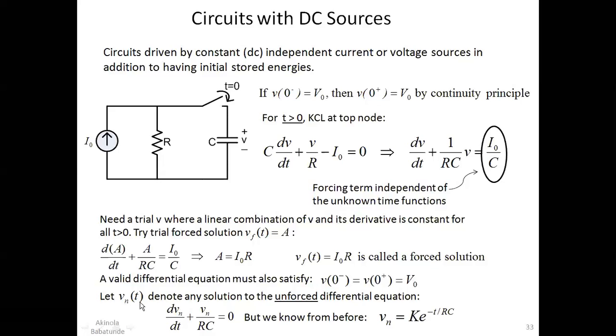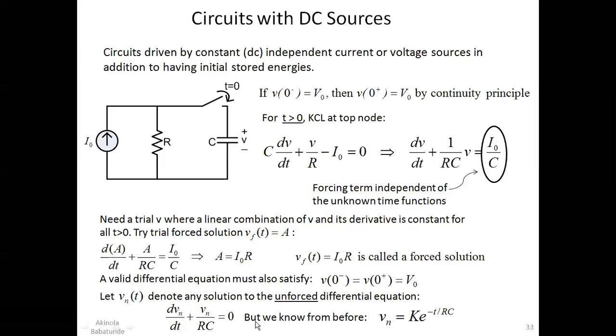So let Vn of t denote any solution to the unforced differential equation. So wherever you see V, you put Vn there. So you have this equation, the Vn, the t plus Vn over Rc. This time around, it is going to be equal to 0 because we're talking about a natural response. So the entire stuff here is going to be equal to 0.